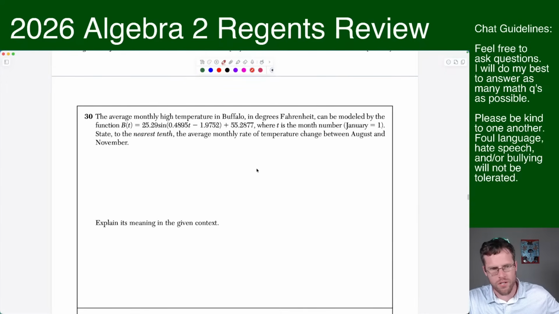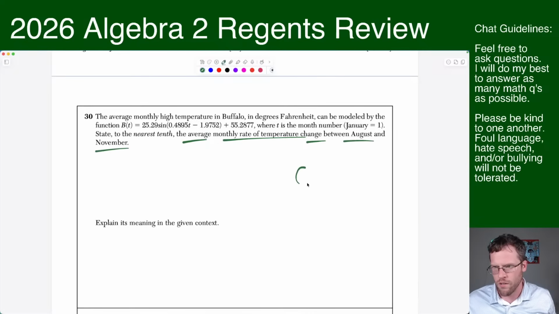Alrighty. Question 30. We are getting there. Let's see. So this one, the average monthly high temperature in Buffalo in degrees Fahrenheit can be modeled by B of T, where T is the month number, and state to the nearest tenth the average monthly rate of temperature change between August and November.